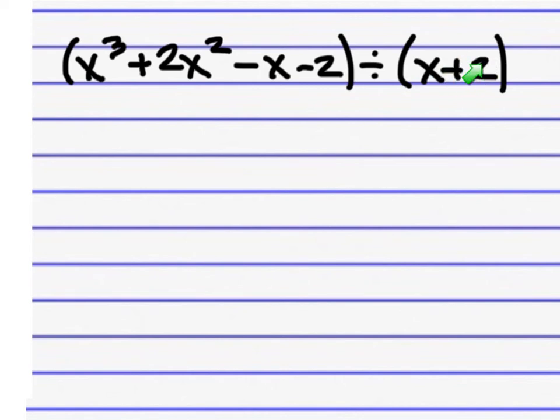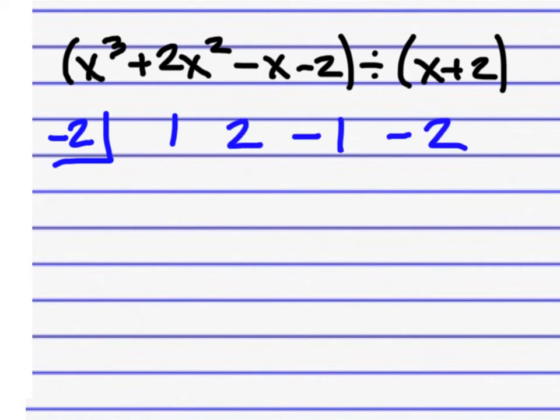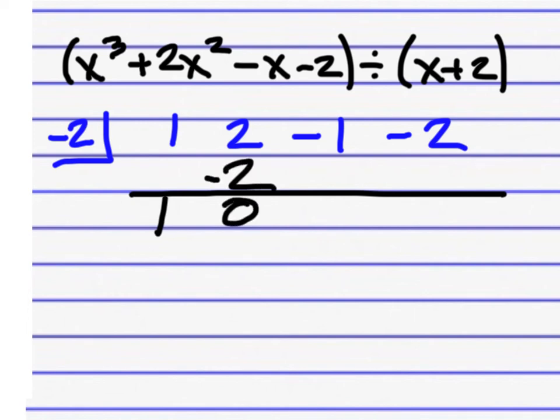We have a plus 2 here, so it's got to be negative 2 that we use here. The coefficients are 1, 2, negative 1, negative 2. Draw a line and write the first one down. Multiply it by the negative 2 from here. This times this and put the result here. So that's going to give us a negative 2. Add those together to get a 0.